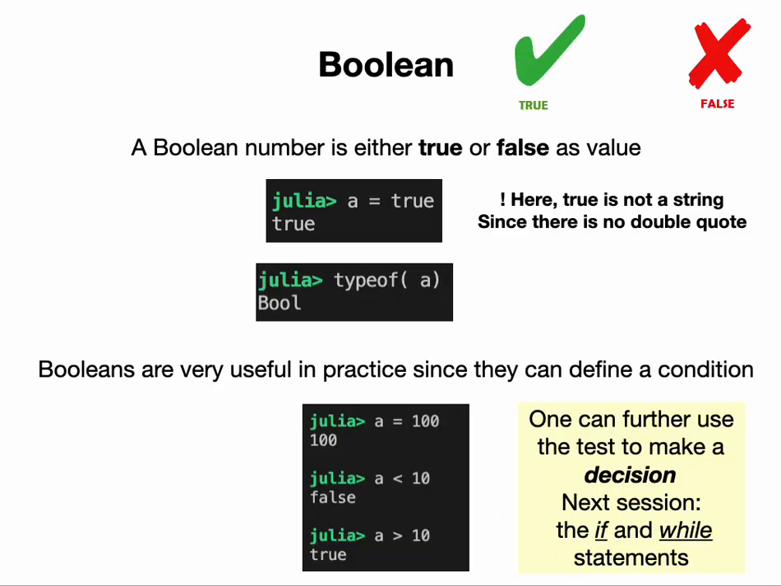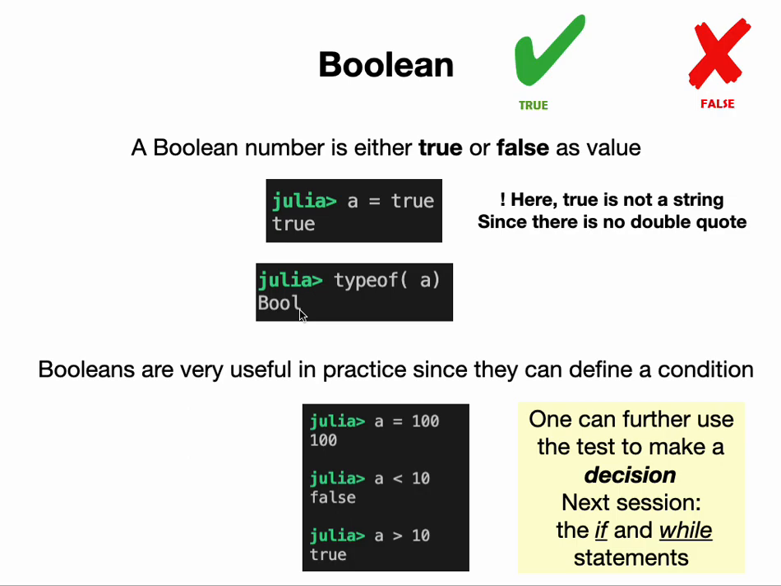Another important type that I want to mention is the Boolean type. The Boolean type is basically true or false. It has two values. Let's define a Boolean: A is equal to true. So the value is true. Take care that here, true is not a string. It's actually a value. There is no double quote around true. The type of A is Bool in Julia.